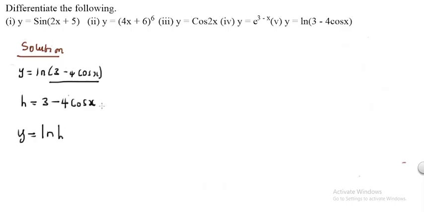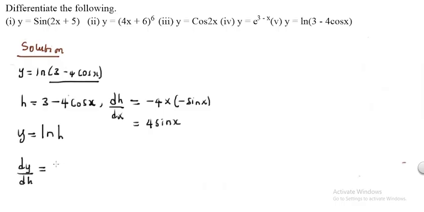So if I'm doing dh dx here, because I know I need dh dx and dy dh, dh over dx is equal to, now if I'm differentiating 3, it becomes 0, so this is 0. This is a constant times a factor. So if I'm differentiating this, it becomes minus 4 times open bracket minus sine x. Minus multiplied by the minus here is equal to 4 sine x. And then for this one, dy dh is simply equal to 1 over h times dh. Now if I'm differentiating h by itself, it becomes 1. So this is simply equal to 1 over h.